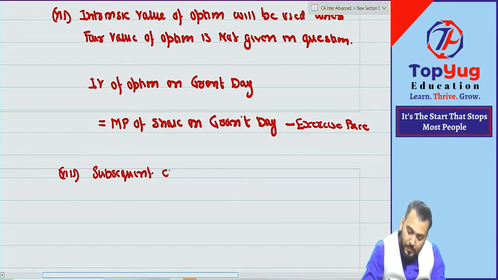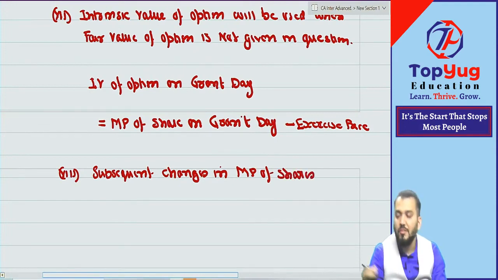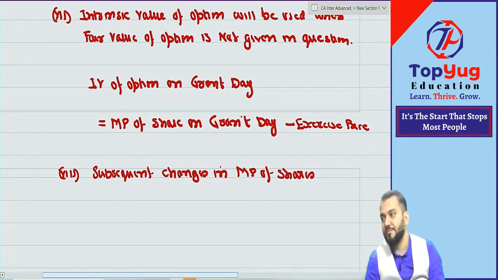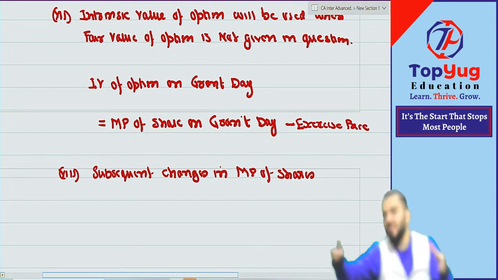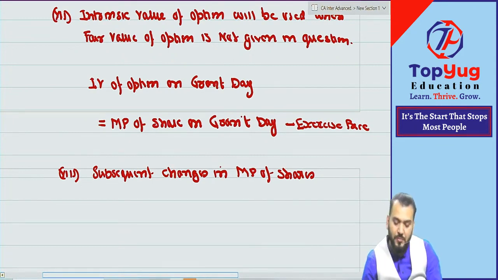Subsequent changes in market price of shares. Subsequent changes in market price of shares. Can it be that subsequently the market price will change?